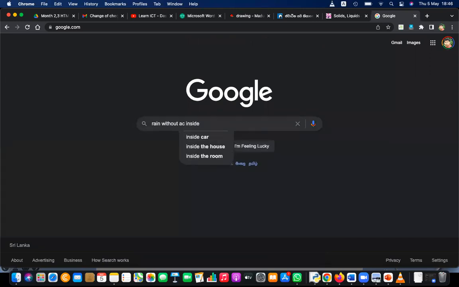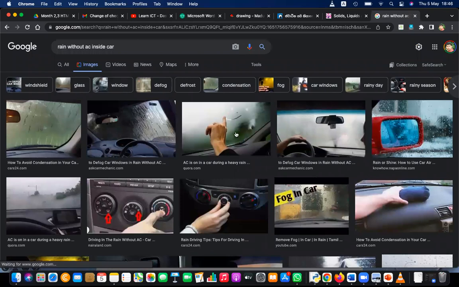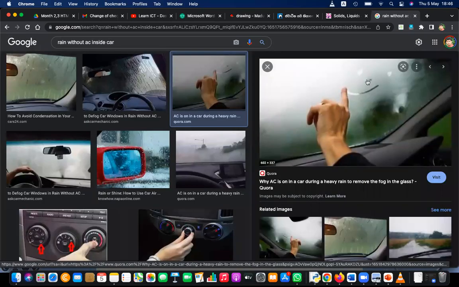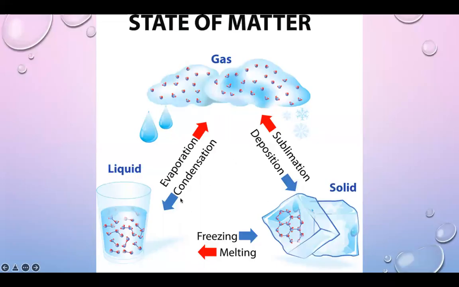Let's search for rain without AC inside a car. What will happen if you don't have AC when there is rain? You can see this kind of thing. Haven't you seen this? That is the result of water vapor, yes, condensation. That is water, the result of condensation.